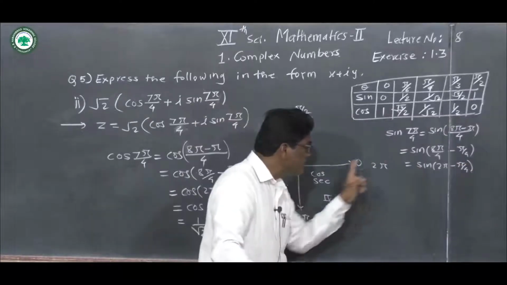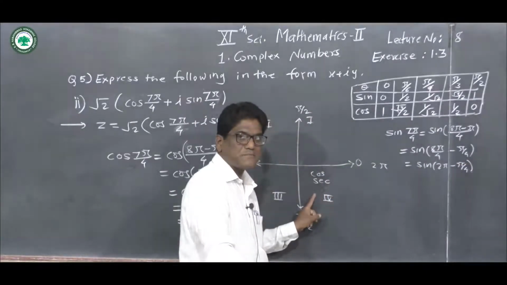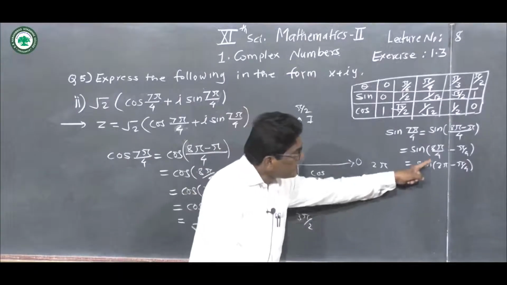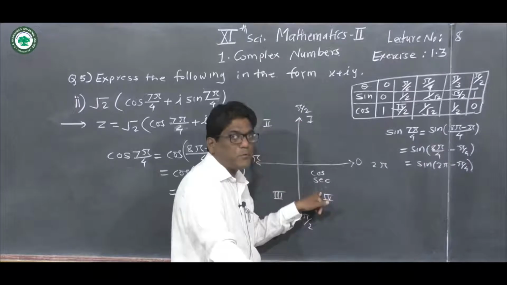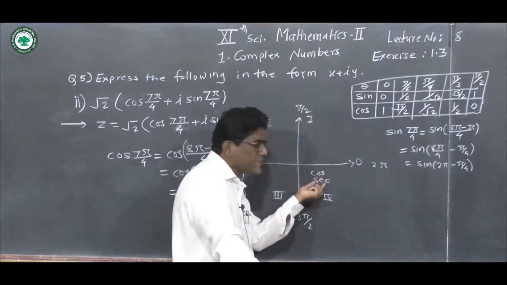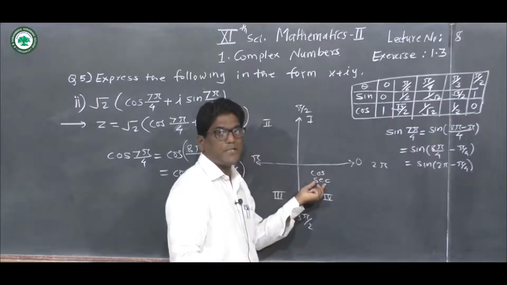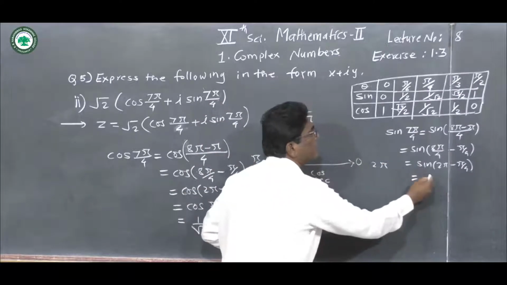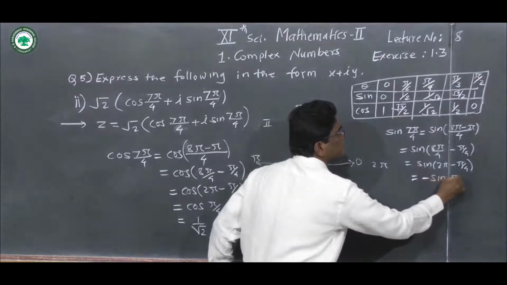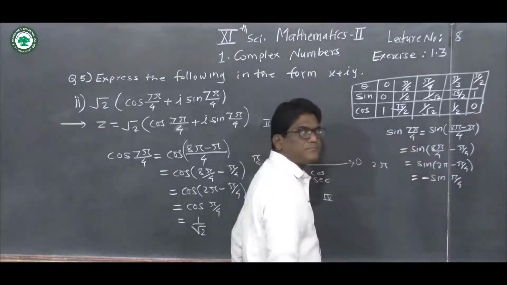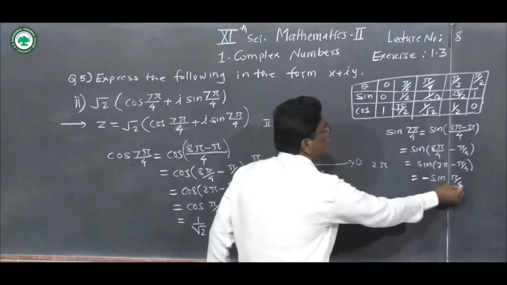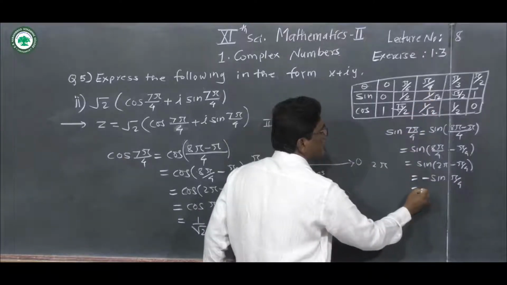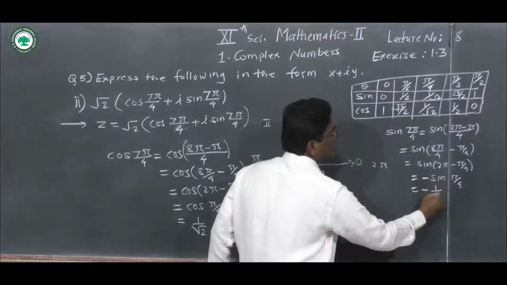Now sine of 2 pi minus pi by 4 also lies in which quadrant? Fourth quadrant. Get it? And here sine is negative in the fourth quadrant, because cos and sec are positive and the remaining 4 are negative. So sine is negative, so we take negative here, and we remove this 2 pi. So sine of pi by 4 is again 1 upon root 2. So the minus sign stays as it is, and 1 upon root 2.